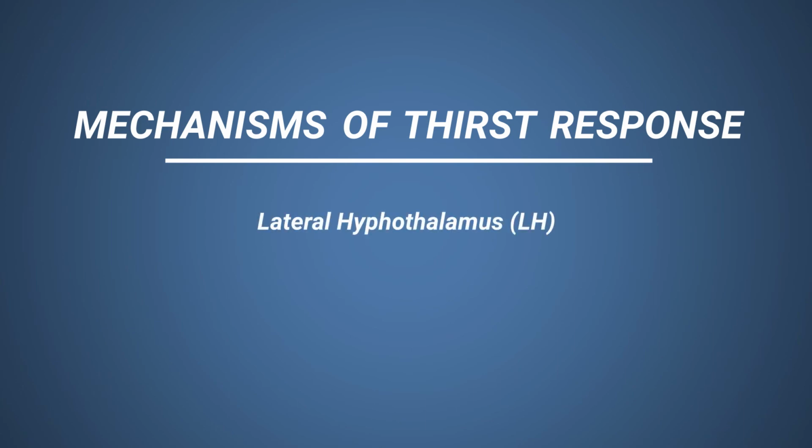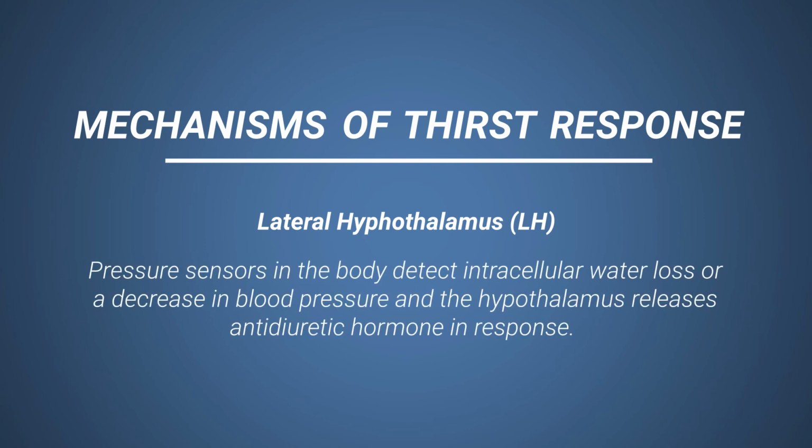One involves the LH, which is the hunger center we discussed earlier. Pressure sensors in the body detect intracellular water loss or a decrease in blood pressure, and the hypothalamus releases antidiuretic hormones in response. This causes the kidneys to retain water and lower urine volume, which initiates thirst.